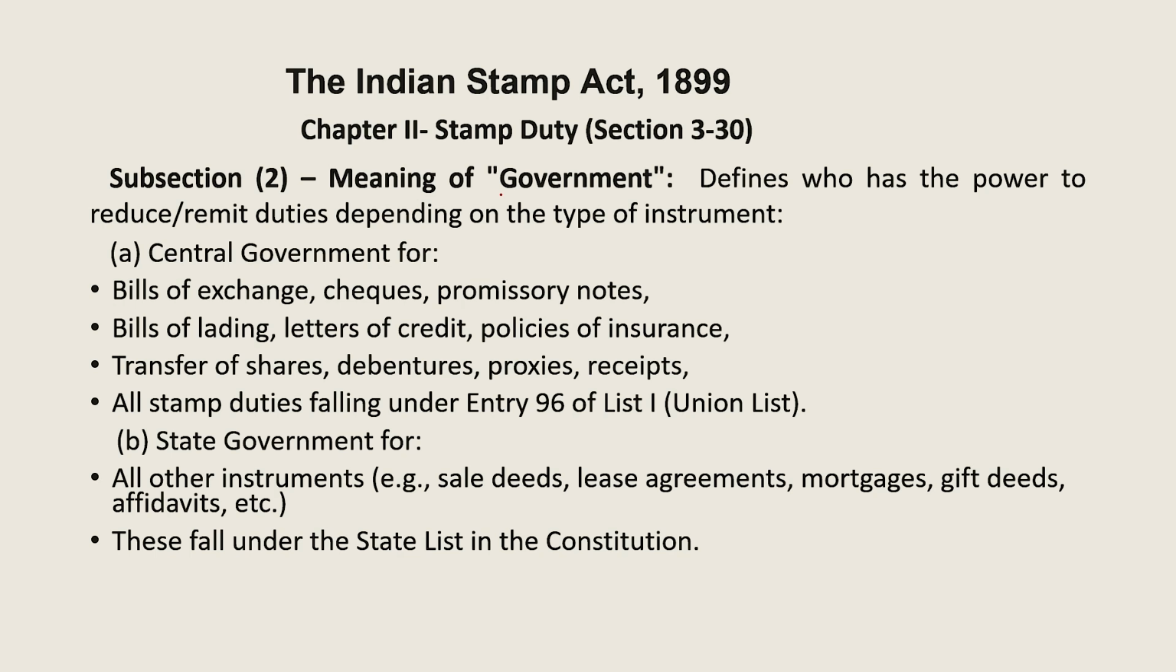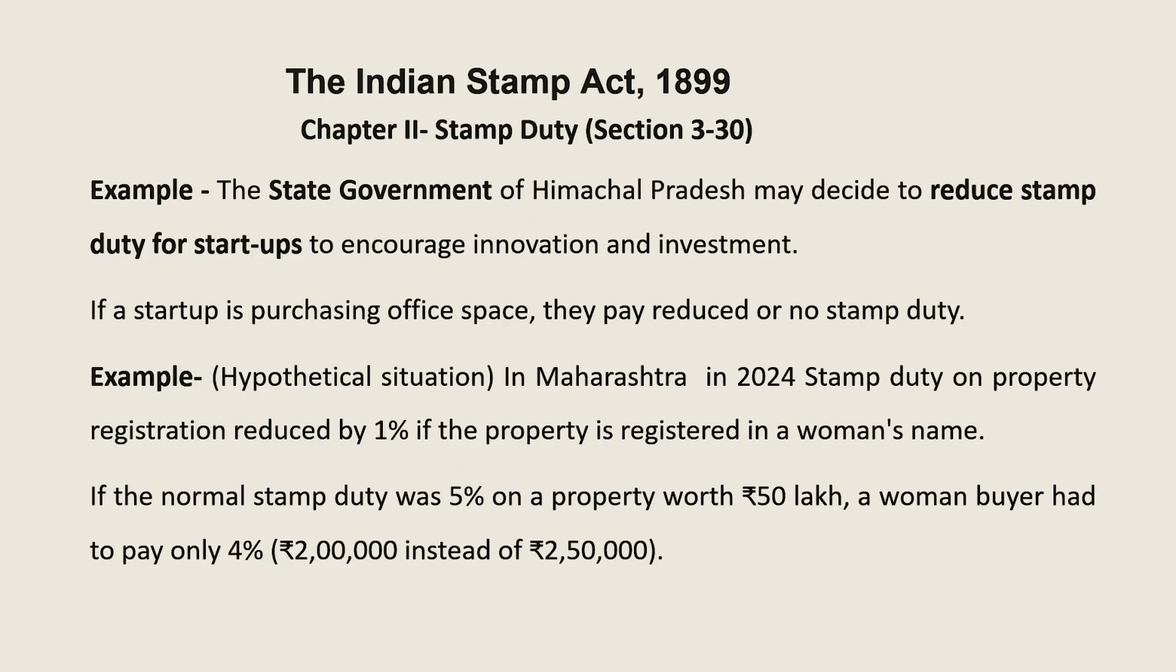Subsection 2, meaning of government. This is simple. The central government for bills of exchange, cheques, promissory notes, transfer of shares, debentures, and all stamp duties falling under entry 96 of List 1, that is the Union List. So as far as the state government is concerned, you can see all other instruments, sale deed, lease, all fall in the State List in the Constitution.